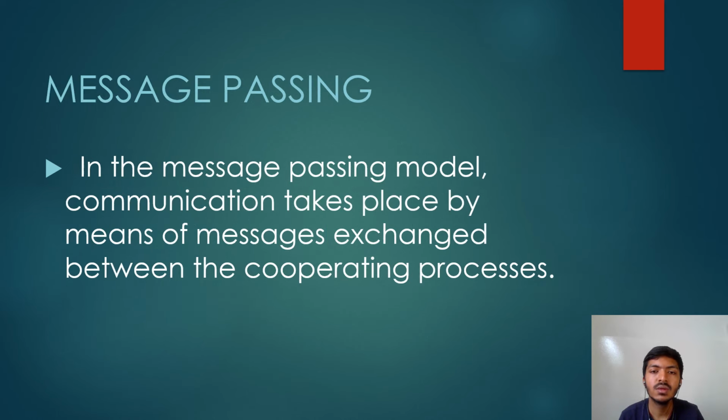In the message passing model, communication takes place by means of messages exchanged between the cooperating processes. Now in this case, unlike shared memory, a shared memory space is not used. In this case, the kernel is used. The first process transfers messages to the kernel. The kernel then inspects the messages, and knowing the location, it transfers them to the other cooperating process.